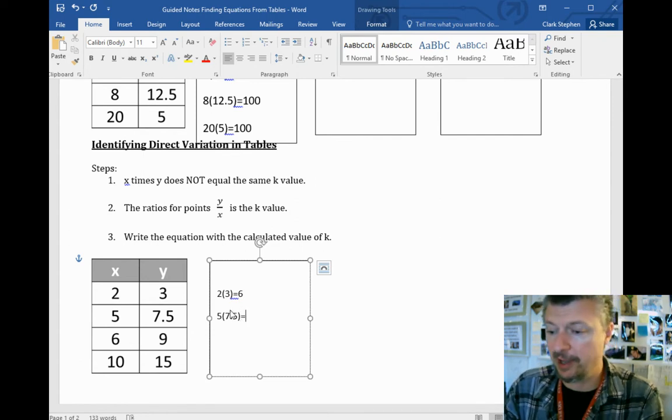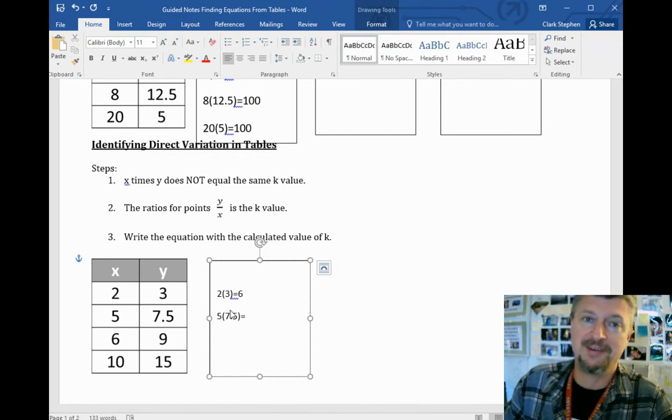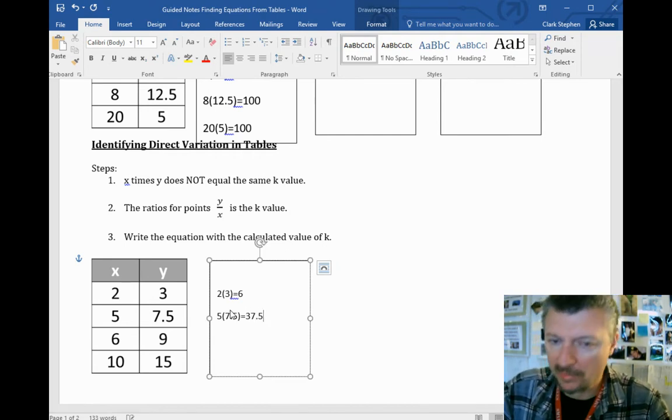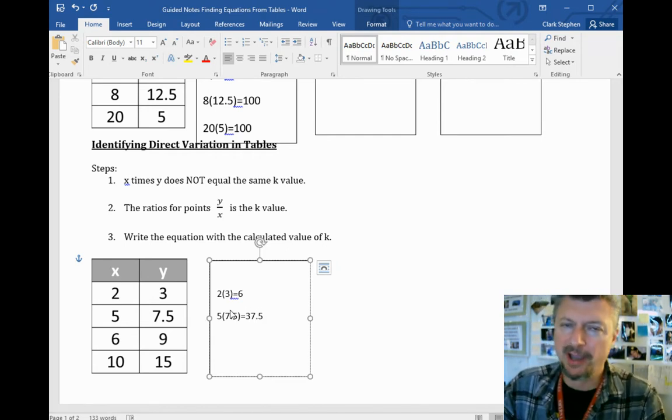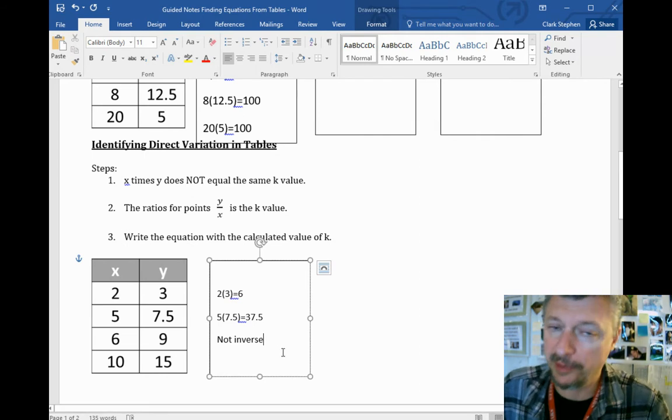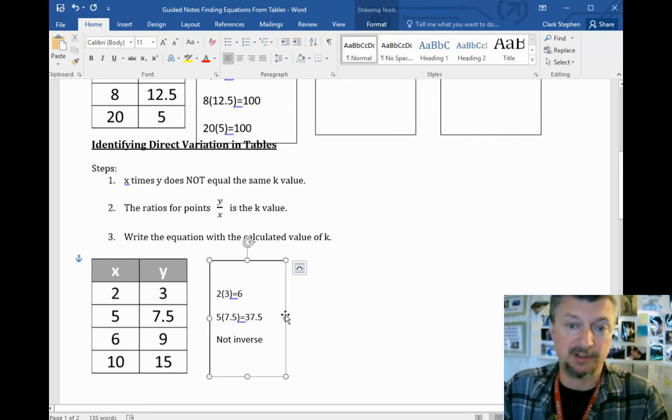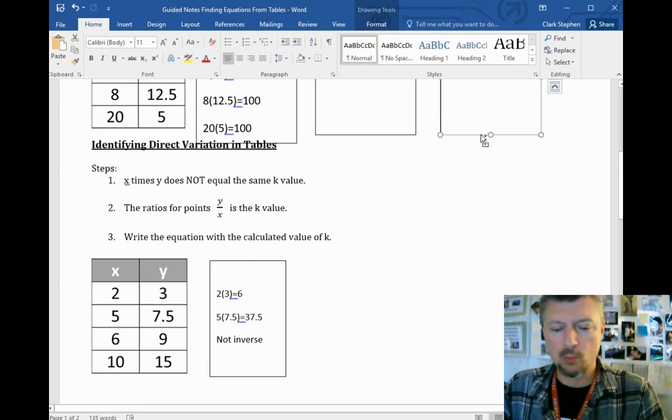Let's confirm it on the calculator. 5 times 7.5, 37.5. Okay, so they don't equal the same thing. X times y does not equal the same thing. Not inverse. Okay, so then we know it must be direct, because we're only doing direct and inverse. So, get another table over here, or another window.